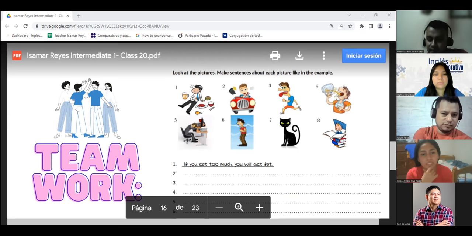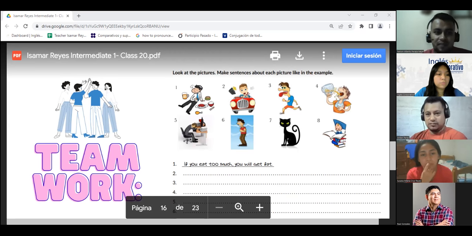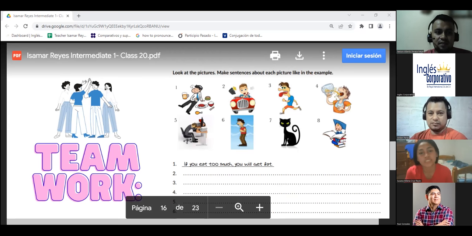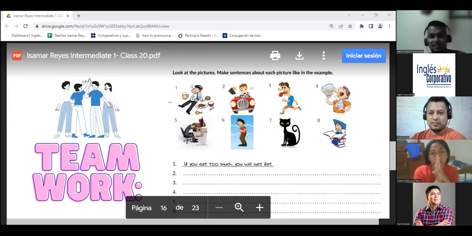I can't see the notepad. Ah, es que solo compartí el navegador. Pero aquí estoy anotando. Creo que se va a hacer pequeñito. Pero aquí la voy anotando.